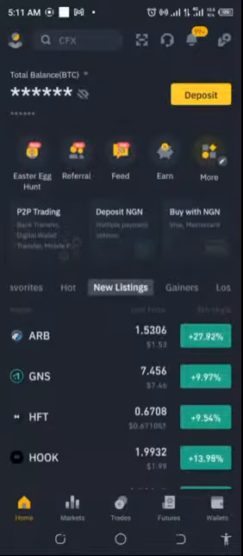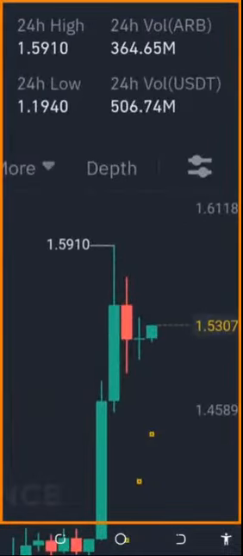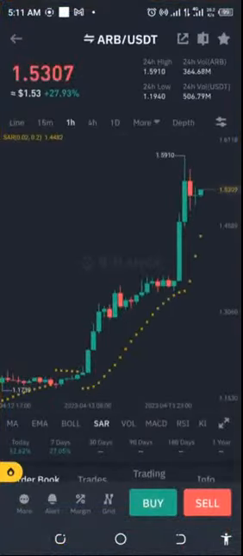So from $1.36, it ran all the way to... where? It actually went all the way to $1.59. This is just the current price, and that's how we're able to hit our target.